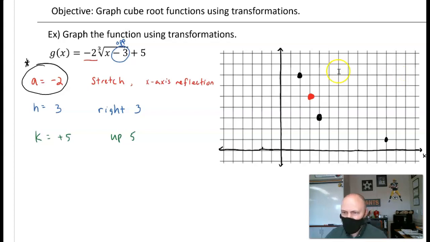And again, if you couldn't see that, here's what I did. I went right 8, 1, 2, 3, 4, 5, 6, 7, 8. And instead of going up 2, I went down 4. 1, 2, 3, 4.